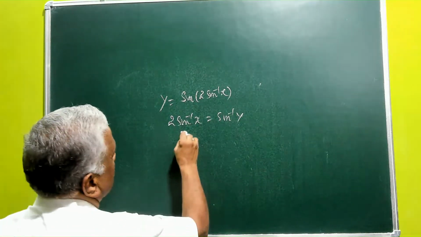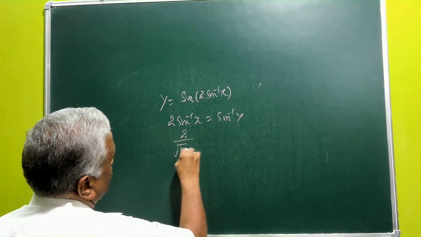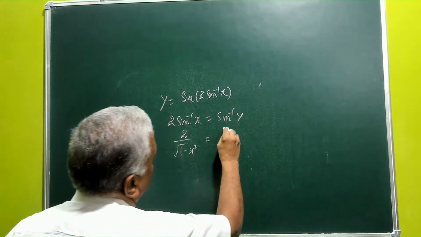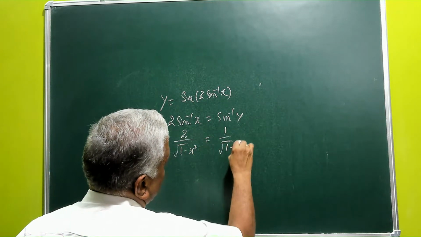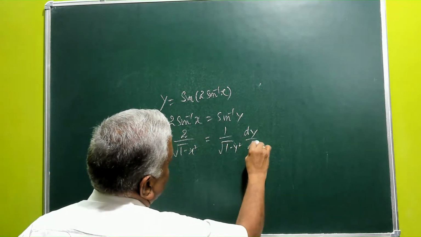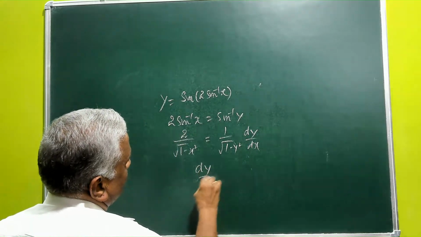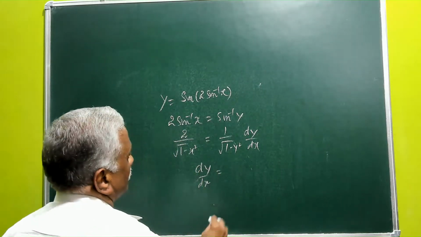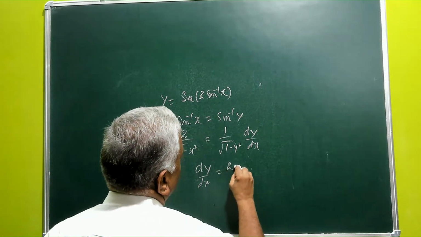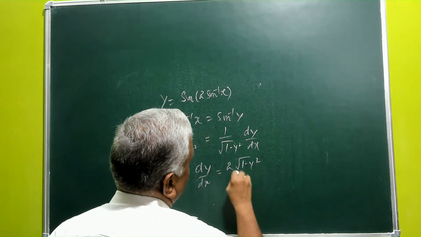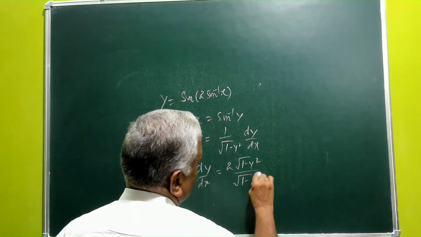Differentiate. This is 2 over root of 1 minus x square is equal to 1 over root of 1 minus y square into dy by dx. So dy by dx is equal to 2 into root of 1 minus y square over root of 1 minus x square.